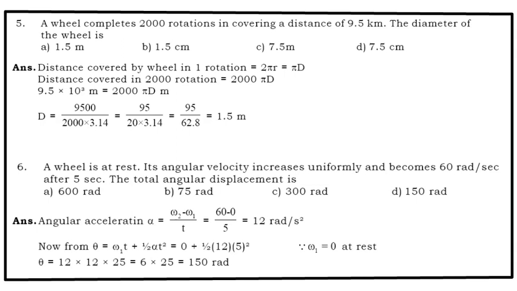Now you need to find out the angle turned. What is the formula for theta? That is equal to omega 1 t plus half alpha t square. Put omega 1 is equal to 0. Put alpha is equal to 12, which you found out. t is 5 seconds. After putting all the values, you get theta is equal to 150 radians. So option D is the correct answer.